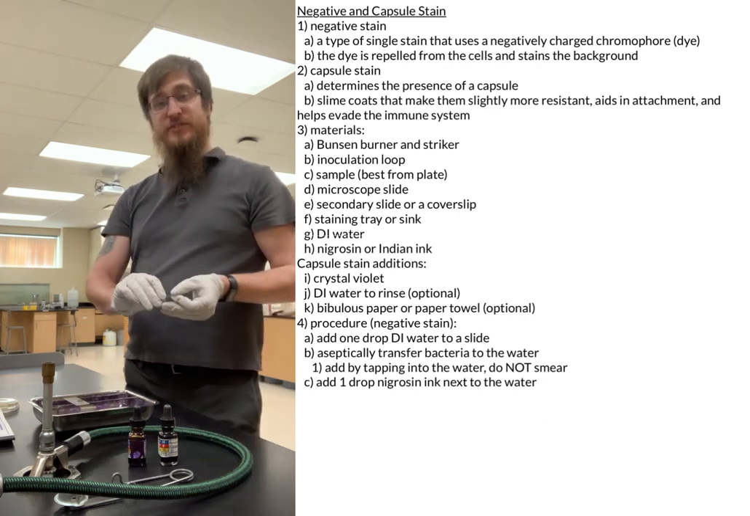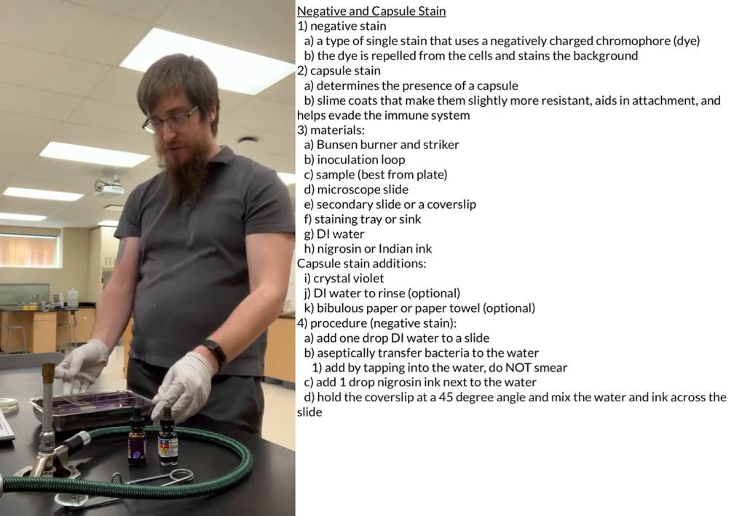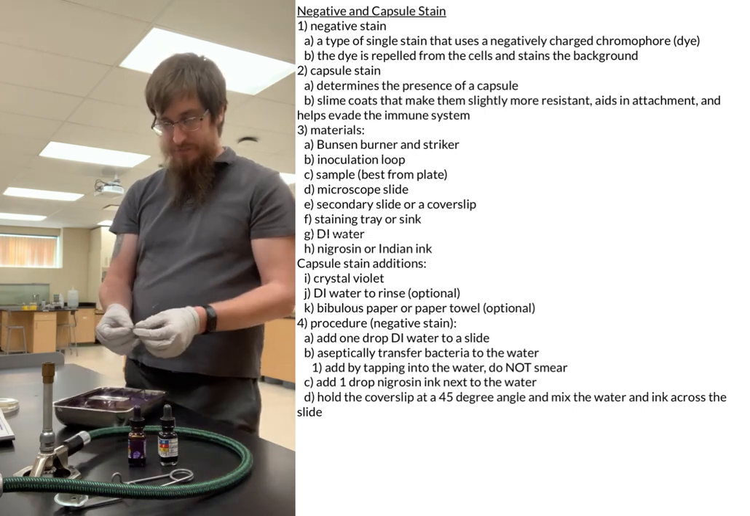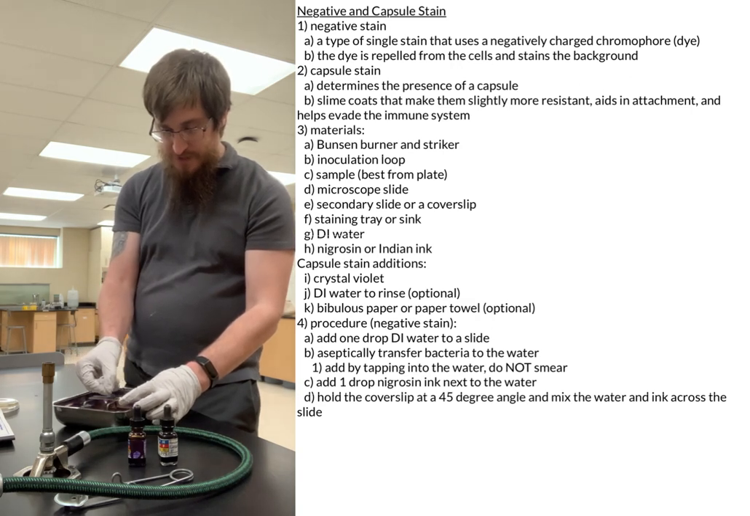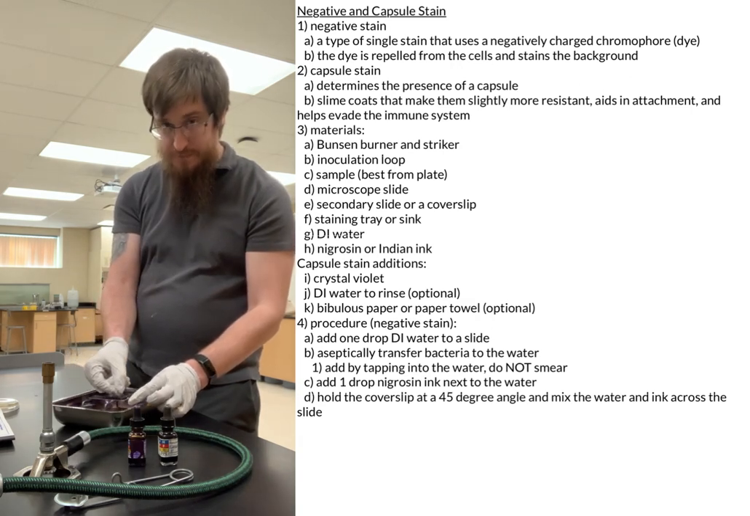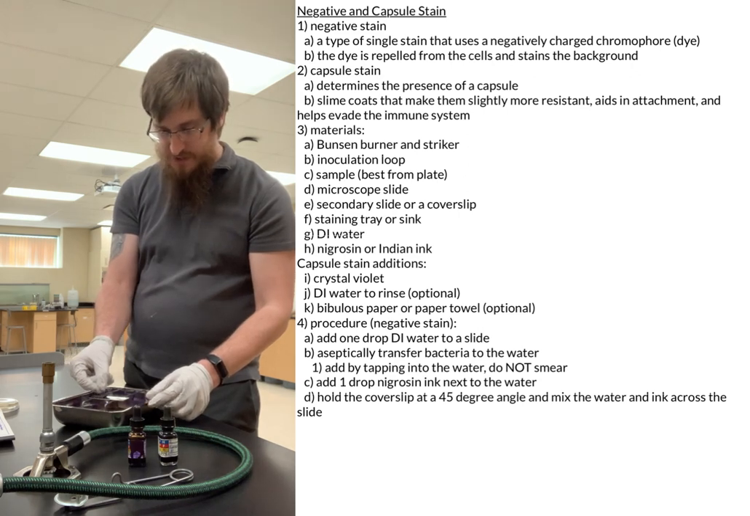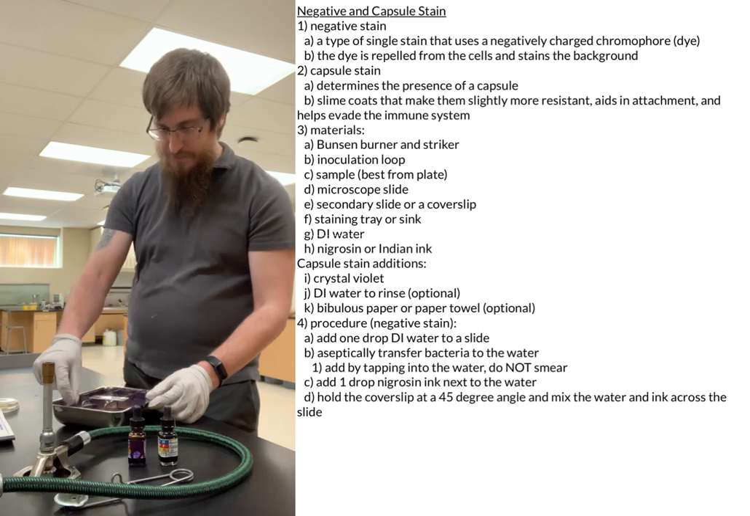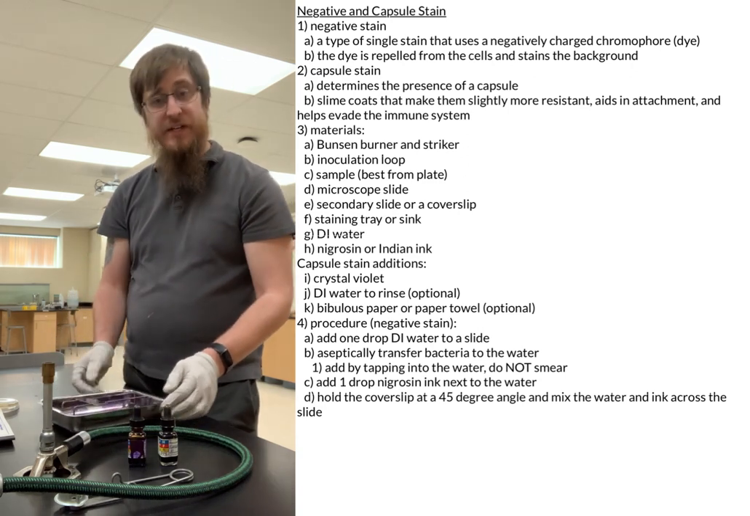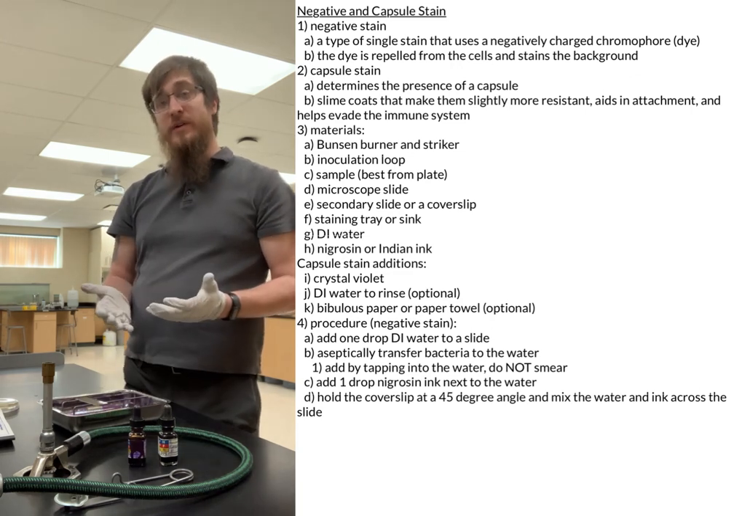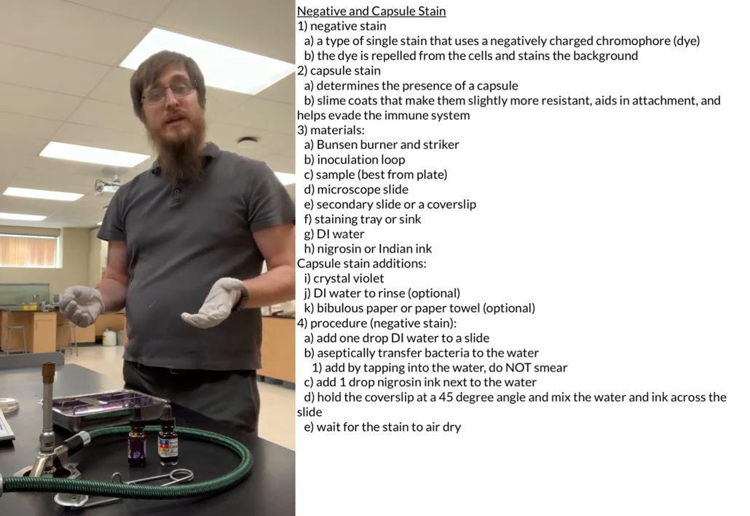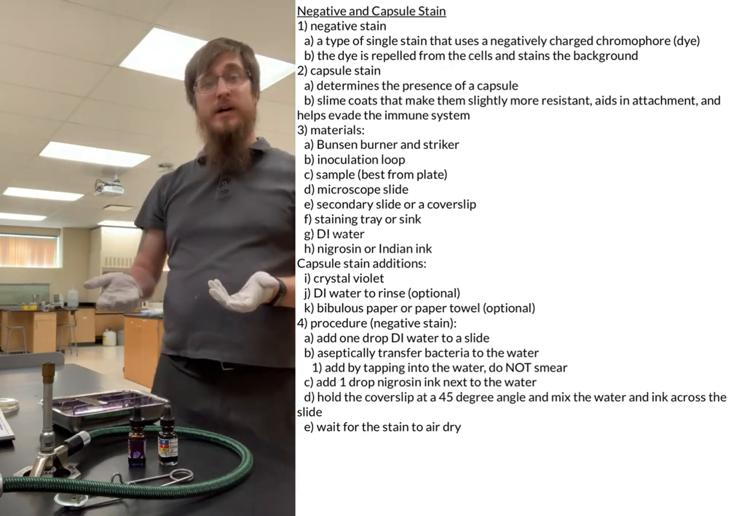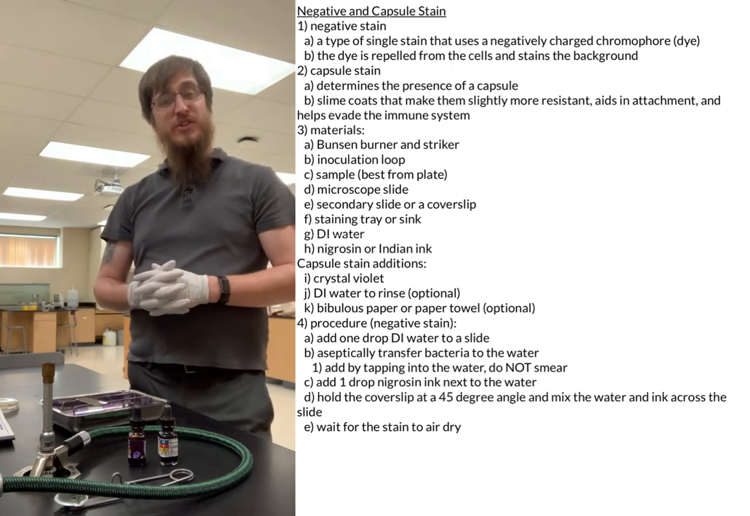The next step is to take my cover slip, hold it at a 45-degree angle, and drag it across my slide in order to mix my sample and that nigrosin ink together. I'm just gently dragging it across the slide to mix my water and my stain, and that's basically it. Now I need to wait for my negative stain to air dry. This part can take quite a while, it might take like 5-10 minutes.